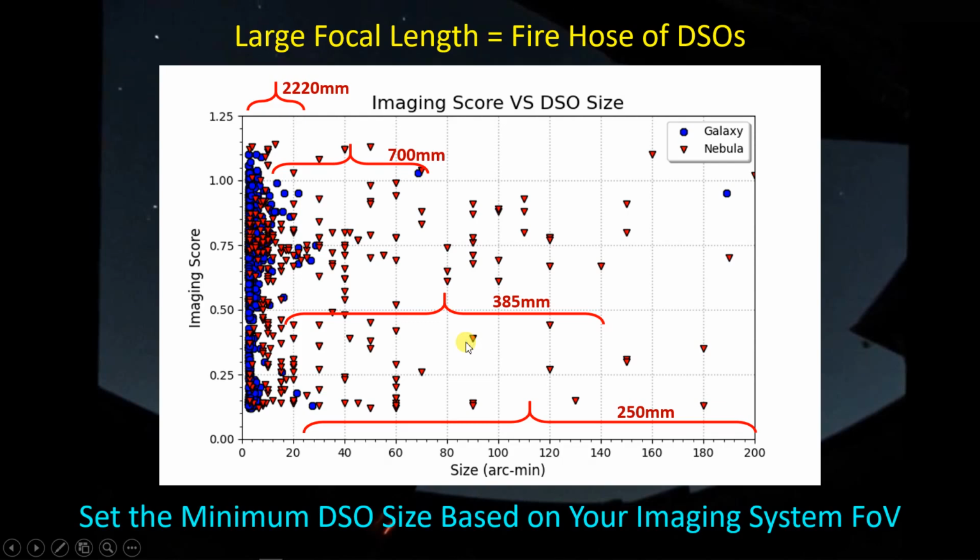But anyway, you might want to be careful and think about what your imaging system or systems are, so that when you define the minimum size of the DSOs that you're interested in, you can cut out a lot of these very small targets if, for example, you have an 81 millimeter refractor.